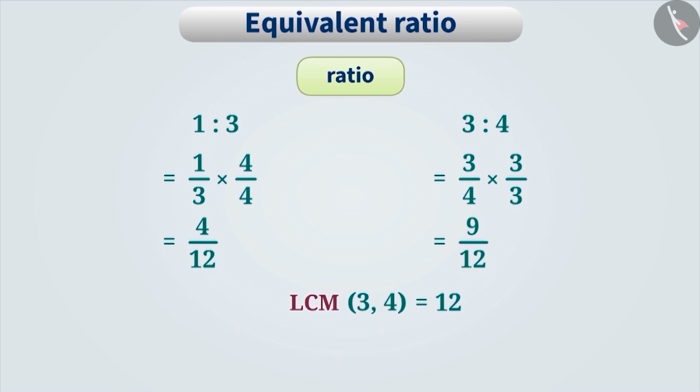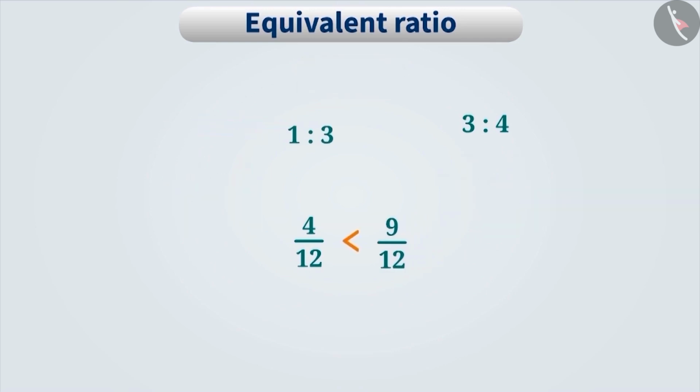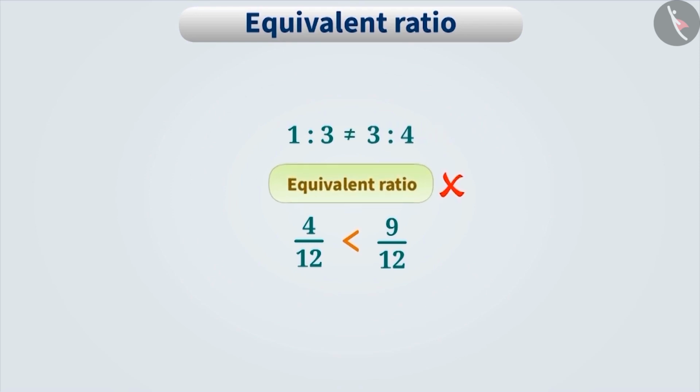Here, 4 by 12 is lesser than 9 by 12. Notice that both the fractions are not the same. Instead, 4 by 12 is lesser than 9 by 12. Therefore, 1 is to 3 and 3 is to 4 are not equivalent ratios.